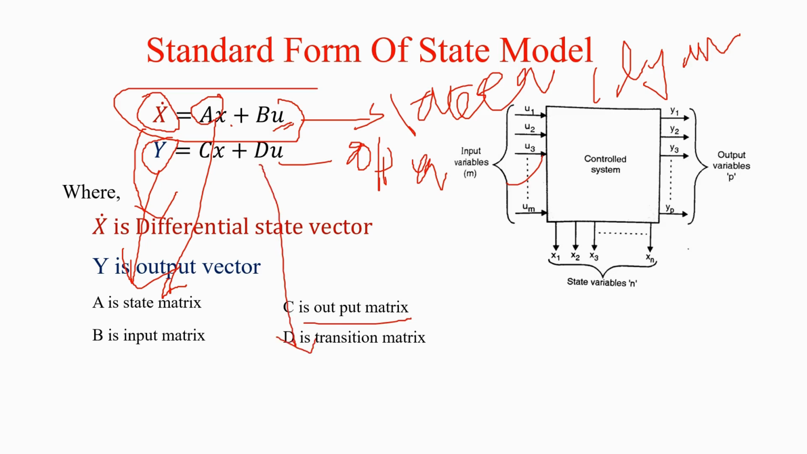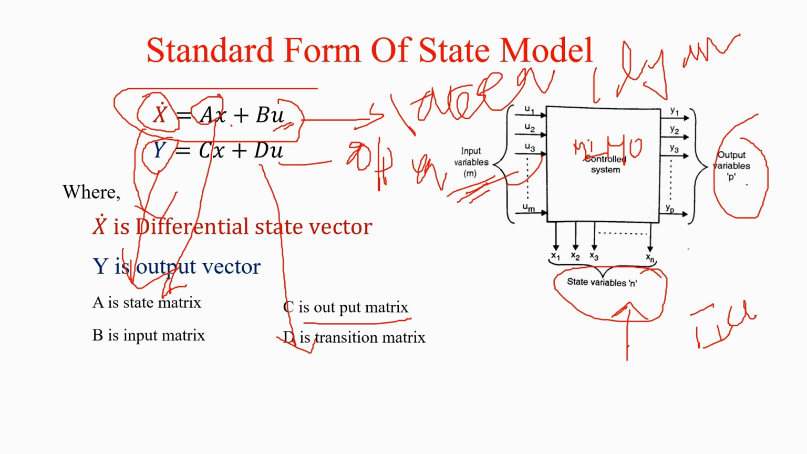Here we can see this diagram of a multi-input multi-output system. We apply multi-input variables and get multi-output variables. But the output depends only on the present input, and the past history of the values predicts the future output. So the state variables, such as inductance and capacitance values, predict the future behavior of the system. This is the general standard form of the state model: x dot equals Ax plus Bu, y equals Cx plus Du.